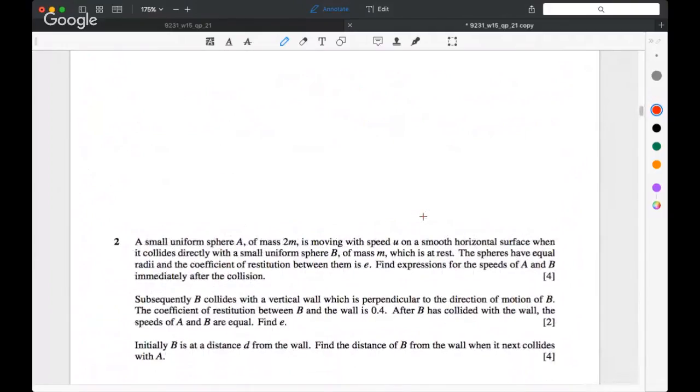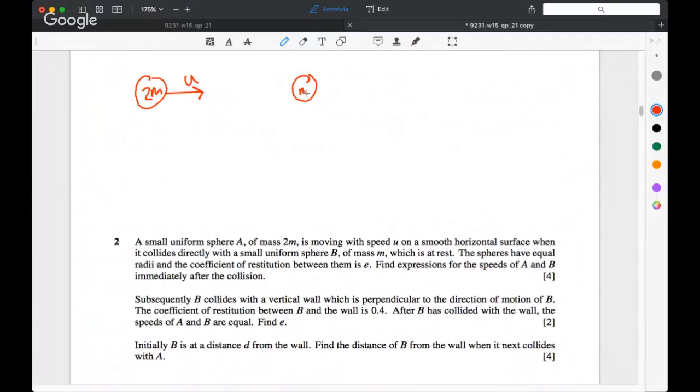You always start with the diagram when you've got questions like these. It makes the whole thing a lot more simple. So you have a small uniform sphere A, I'll draw that here. It's got mass 2m. It's moving at speed u on a smooth horizontal surface, when it collides directly with a small uniform sphere B of mass m, which is at rest. So I'll just draw that not moving now.